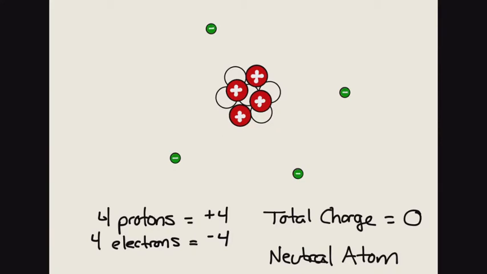And this can happen for any atom. Hydrogen, 1 proton, 1 electron. It's neutral. Lithium, 3 protons, 3 electrons, neutral. Scandium, 21 protons, 21 electrons, neutral. Potassium, 19 protons, 19 electrons, neutral. Every atom can be neutral. And some like that. I'm not saying they all do.